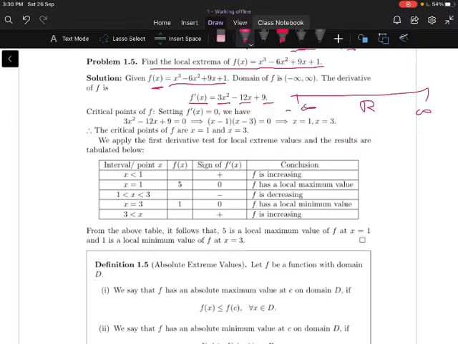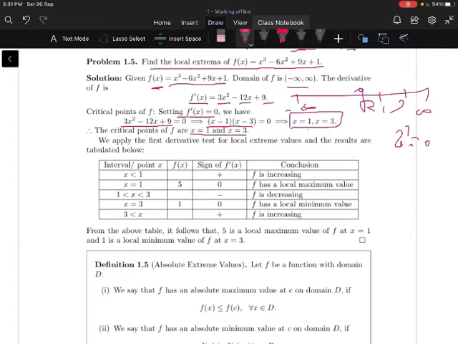Once you know f dash of x, you can easily find the critical points by setting f dash of x to 0. Setting f dash of x to 0, we have 3x square minus 12x plus 9 equal to 0. Let us factor this: x minus 1 into x minus 3. This implies x equal to 1 comma 3. So 1 and 3 lie in the domain, minus infinity to plus infinity. Therefore, the critical points of f are 1 comma 3.